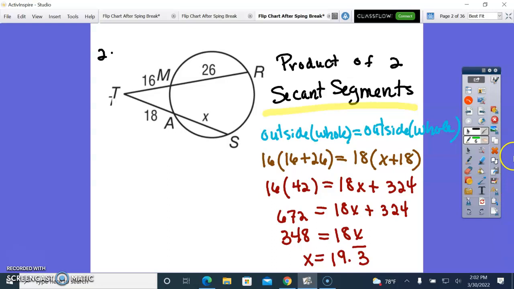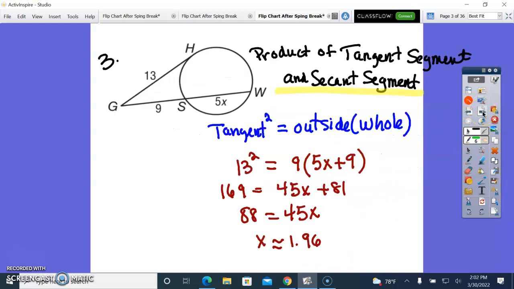Let's take a look now, please, at number 3. Number 3, we have the third law, which is the product of a tangent segment and a secant segment. Notice the tangent segment GH, it just intersects the circle in one spot. So that's why it's a tangent. Whereas the secant segment GW intersects the circle in two spots. See, it intersects in point S and point W.